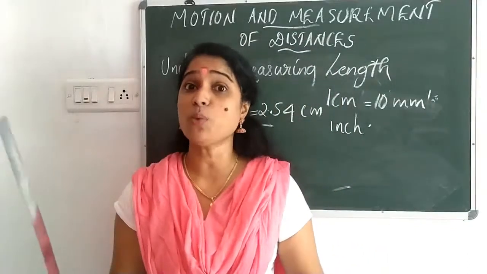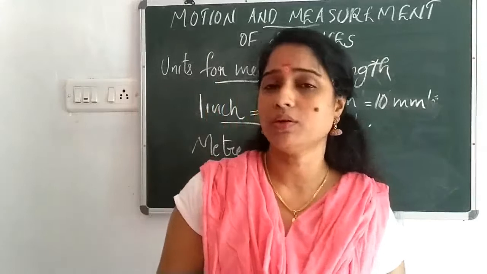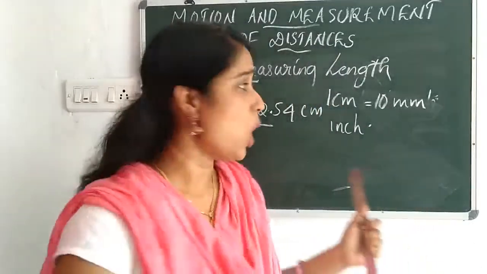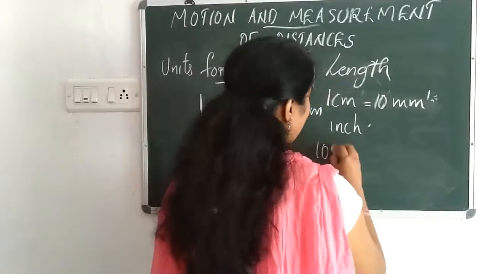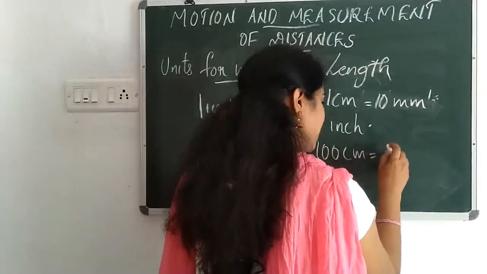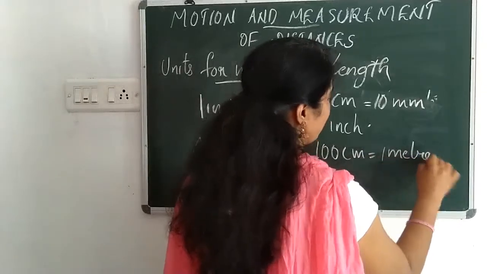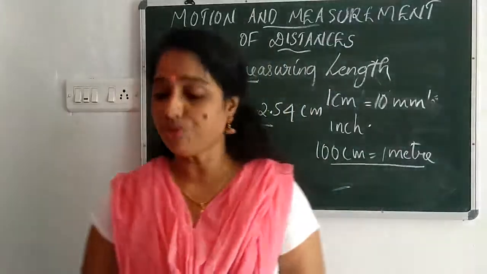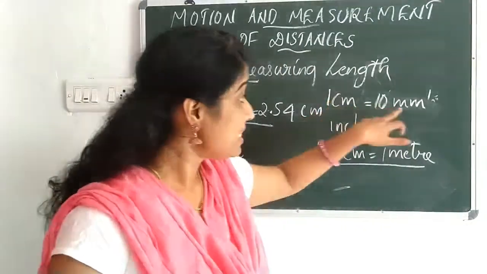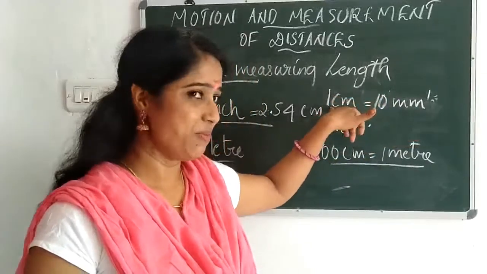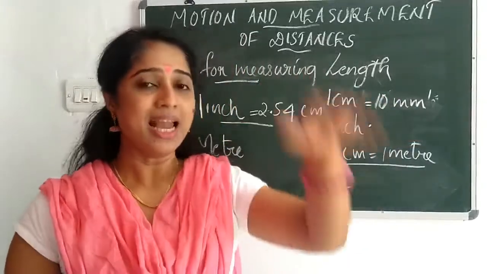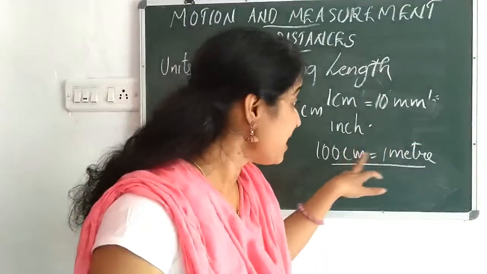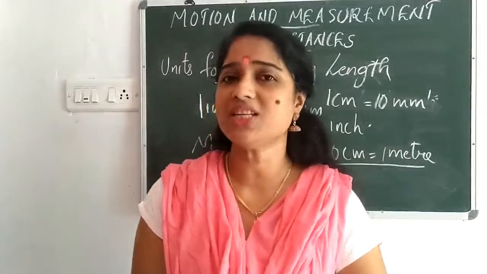In such situations, for measuring the length of the cloth, what do we often use? Meter. Then actually what is meter? How many centimeters? 100 centimeters. It is equal to 1 meter. 100 centimeters equal 1 meter. 10 millimeters equal 1 centimeter. Just see the way it increases. 10 millimeters equal 1 centimeter, 100 centimeters equal 1 meter.